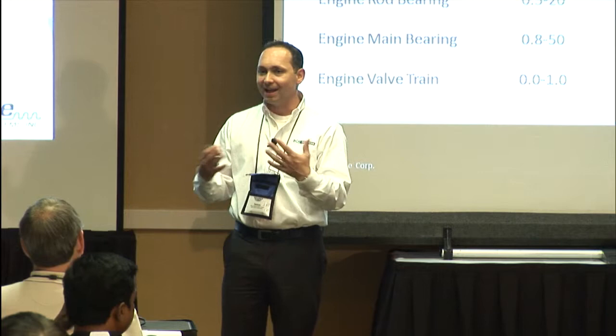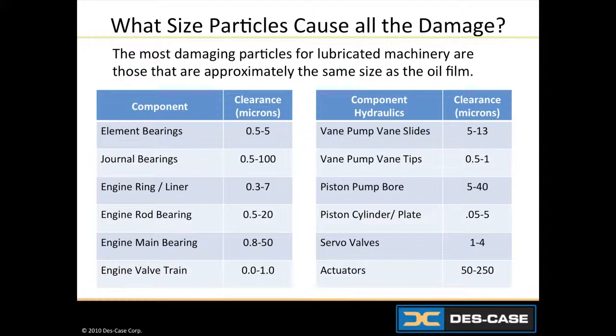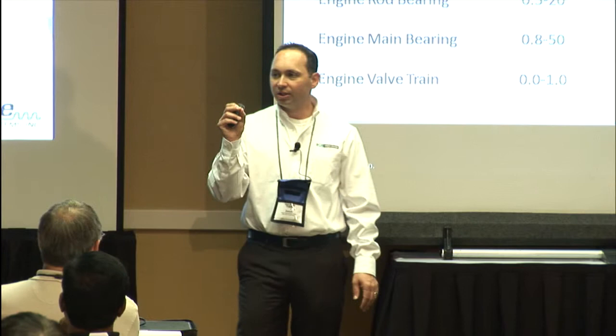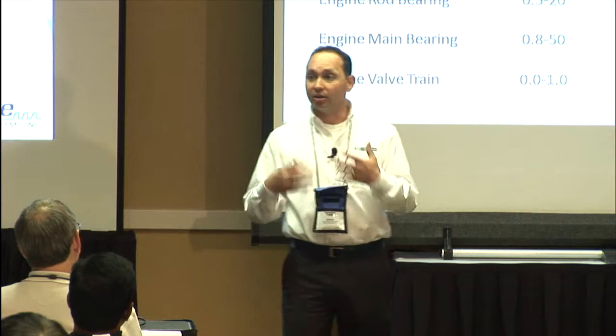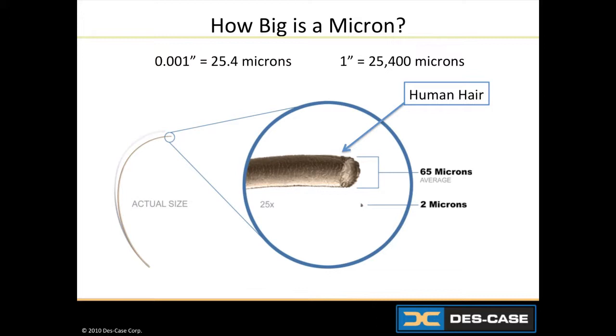But some general guidelines on what our clearances are for different components. You'll see pretty good ranges here, but look at these lower levels. Very, very small clearances. Really small particles we're talking about. These are the ones that are causing the most damage because large particles simply can't get in here. Large particles tend to fall out of suspension of the lubricant a lot easier than the less heavy ones, the smaller ones.